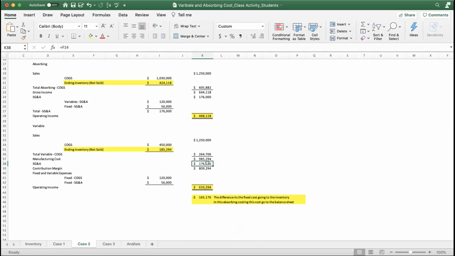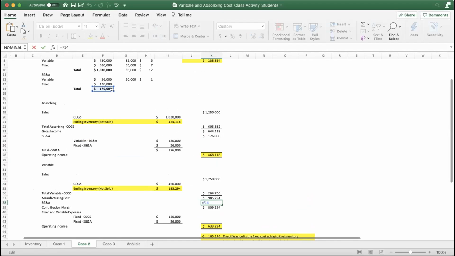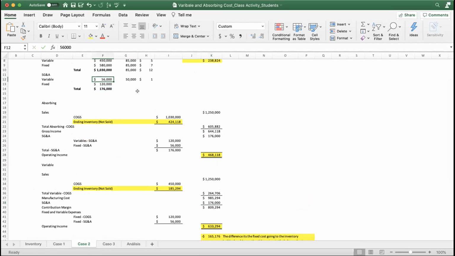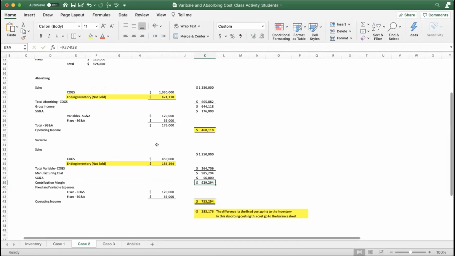Good. Now comes the sales and general. And why do you have 176,000? Because we put the total, so it has to be just variable, right? Yes, exactly. And what is the reason? Well, because here you are only working with variable costs. With variable costs. Yes.